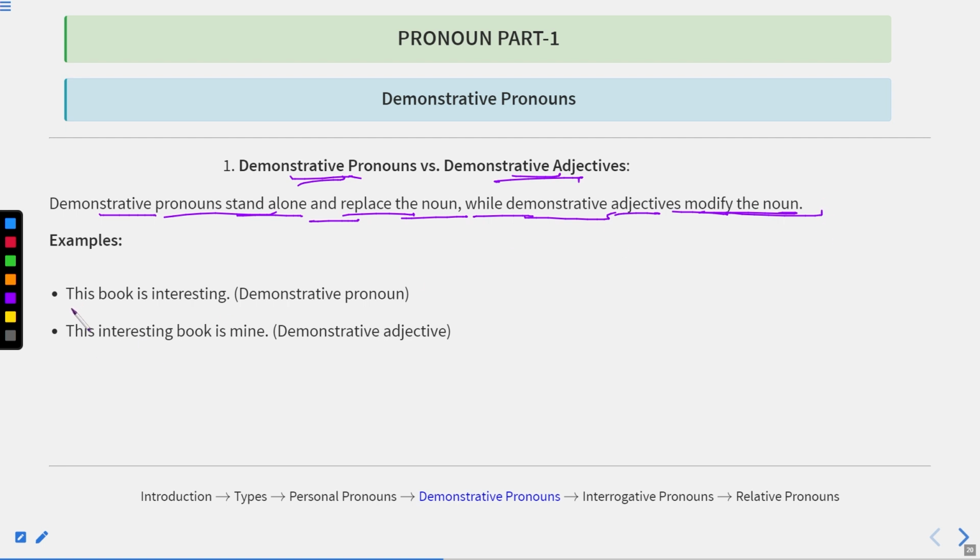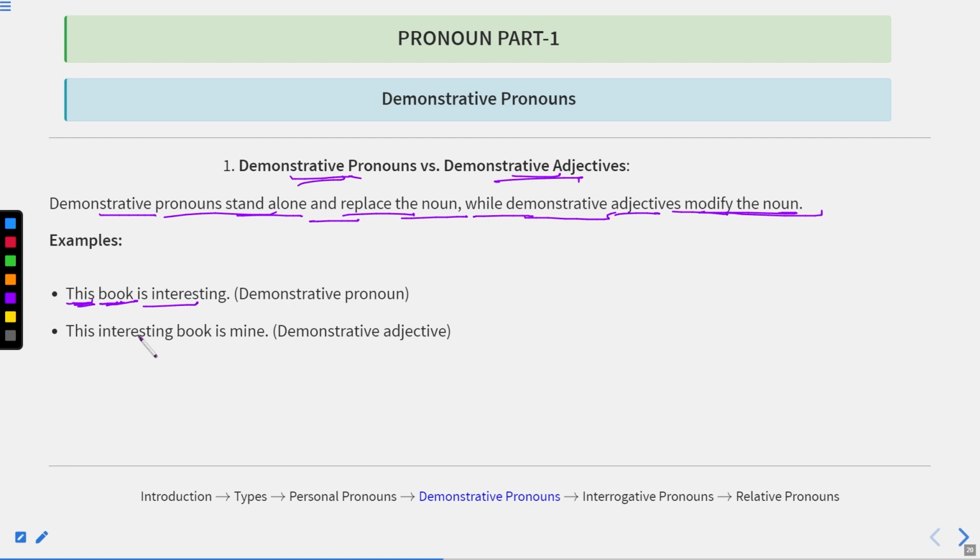For example, if I say this book is interesting, here the noun book is written and this is before that, so this is a demonstrative adjective because it is used just before the noun. The word which we use just before the noun is an adjective which qualifies or modifies it.